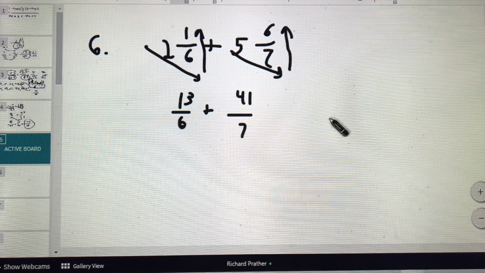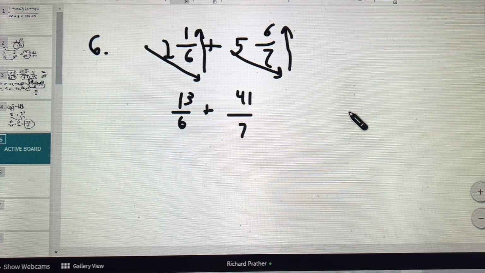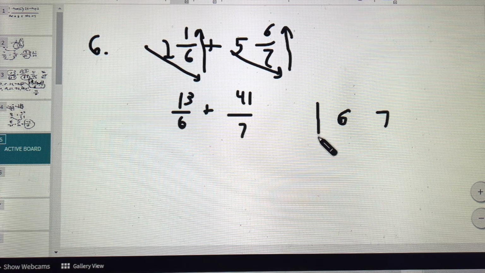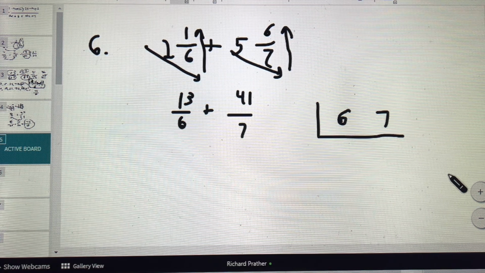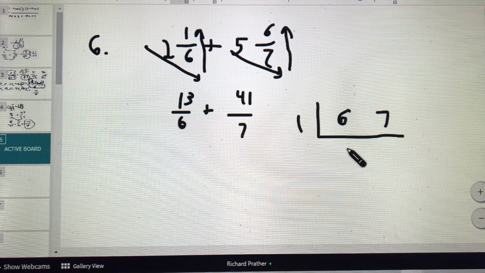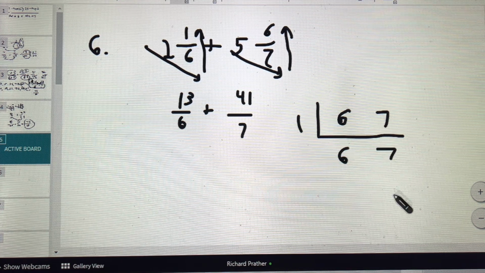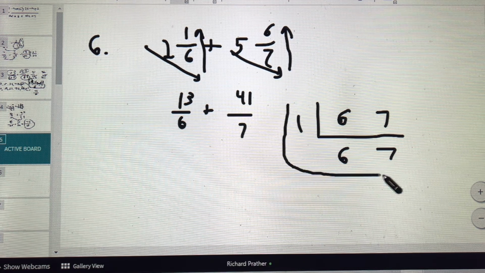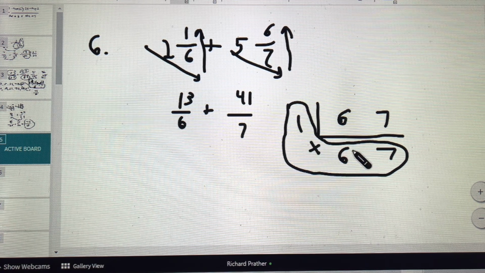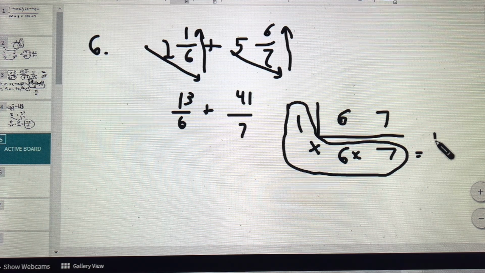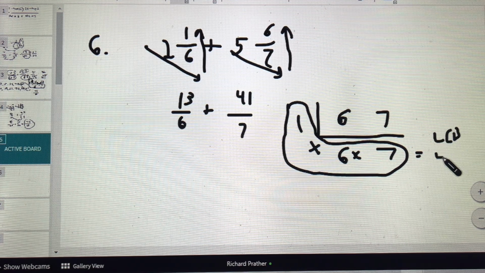You can either list multiples or do the upside down division. Now, if you're doing upside down division, what can I divide both 6 and 7 by? They don't divide by anything other than 1. Everything divides by 1. So go ahead and do that for this process. 6 divided by 1 is 6. 7 divided by 1 is 7. In other words, they didn't reduce really down. But now I can make my big L shape. 1 times 6 times 7 is the common denominator. The least common denominator is 42.